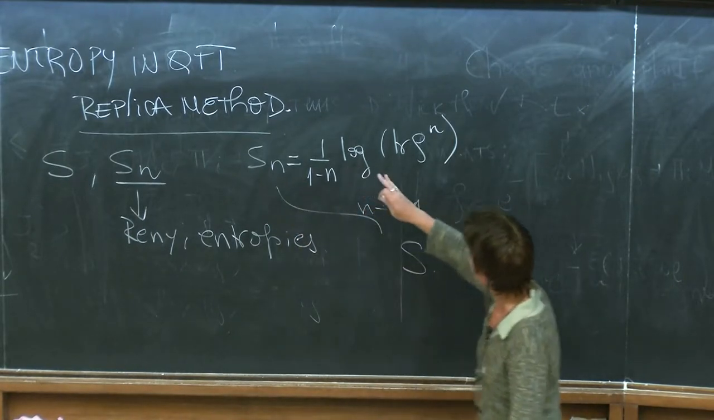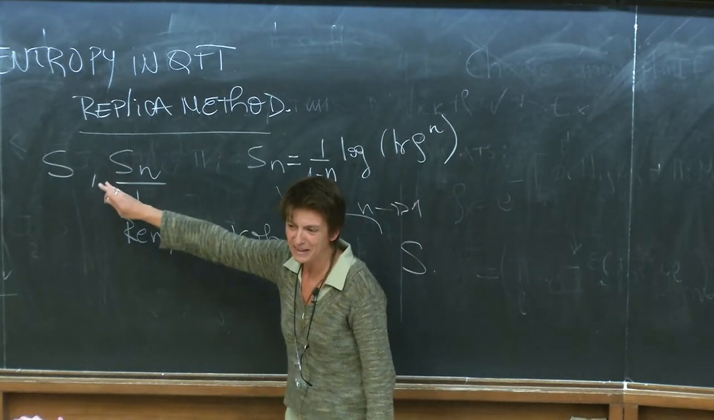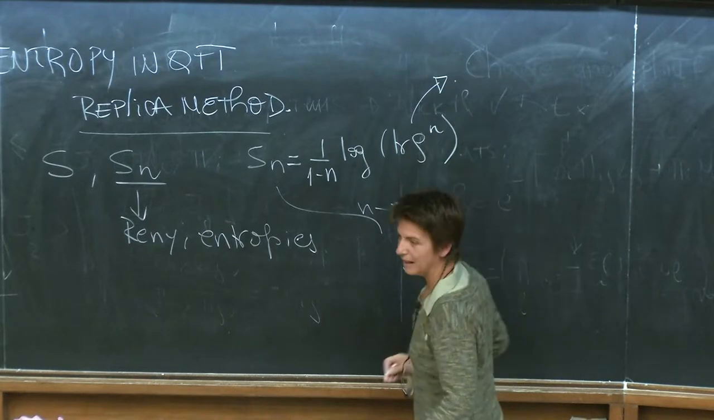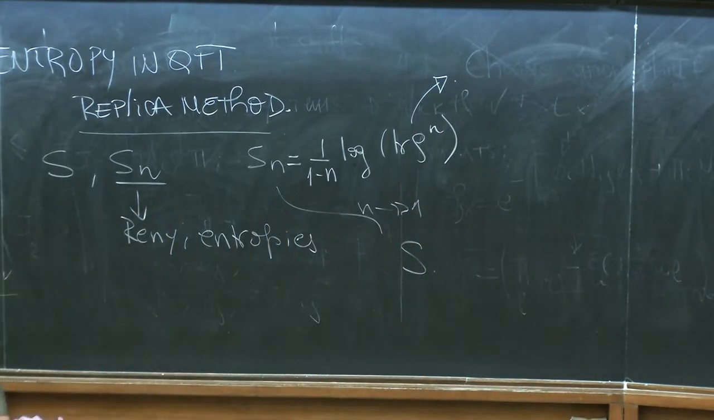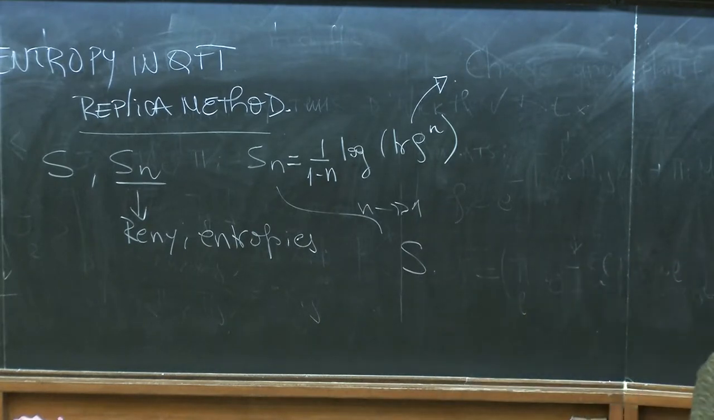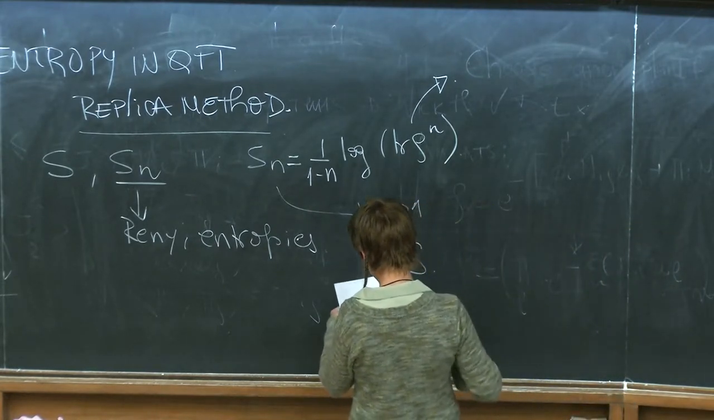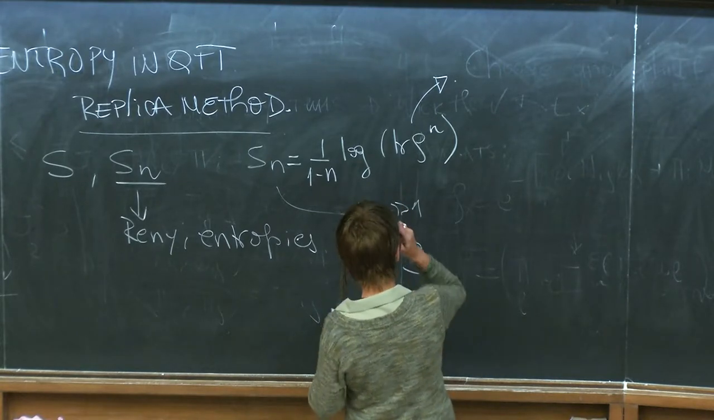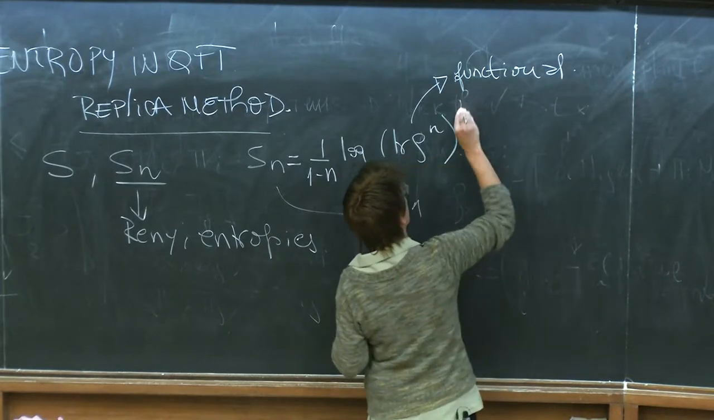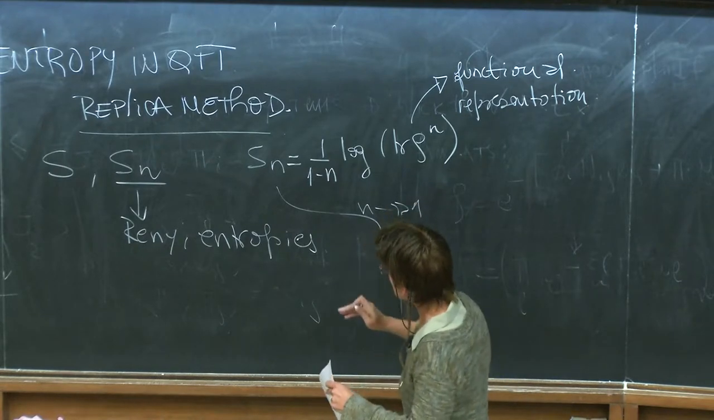You can ask yourself why it's easier to calculate Renyi entropies instead of calculating the entanglement entropy directly. The advantage is that this quantity here has an integral functional representation. At least formally, we can write an expression for the traces of powers of rho, so for this we have a functional representation.